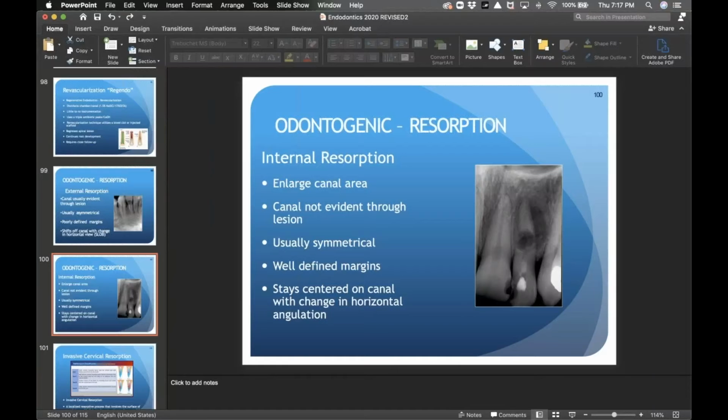And for the external, you could either do a root canal, or if it's a shallow defect, you could, again, flap it. If you could get access to the lesion, clean that lesion out, and then repair with some glass ionomer.